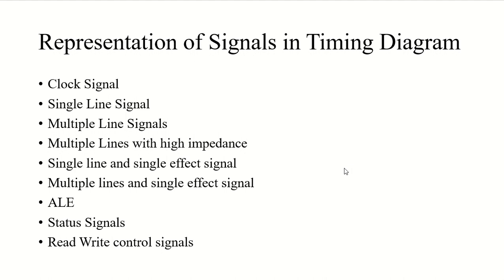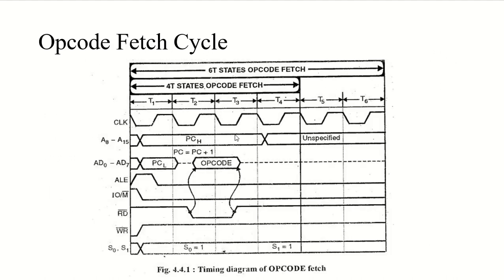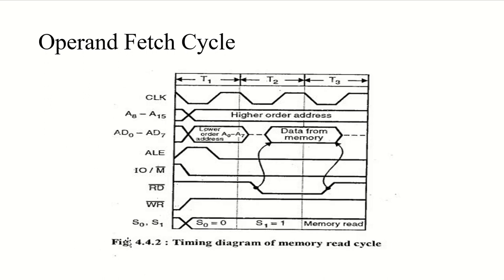Then we have the control signals, which are signals that decide the operation to be performed, like for memory read, opcode fetch, input output read, and the RD signal is activated during T2 and T3 states of the machine cycle. For memory write and IO write, the WR signal is activated during T2 and T3 states of the machine cycle. That you can see. Let me show you. Sorry, let's move to memory read and memory write.